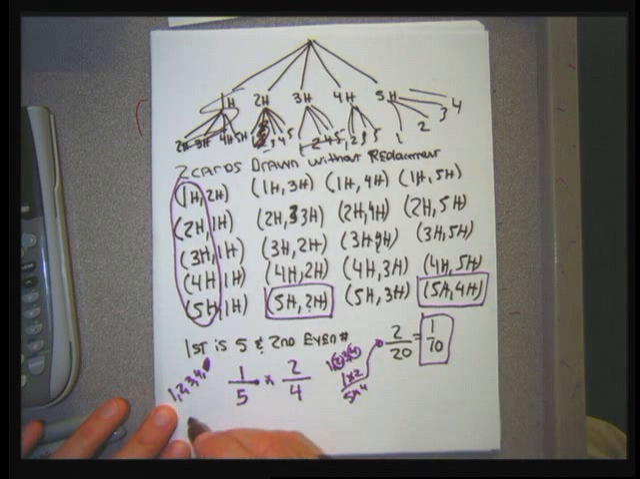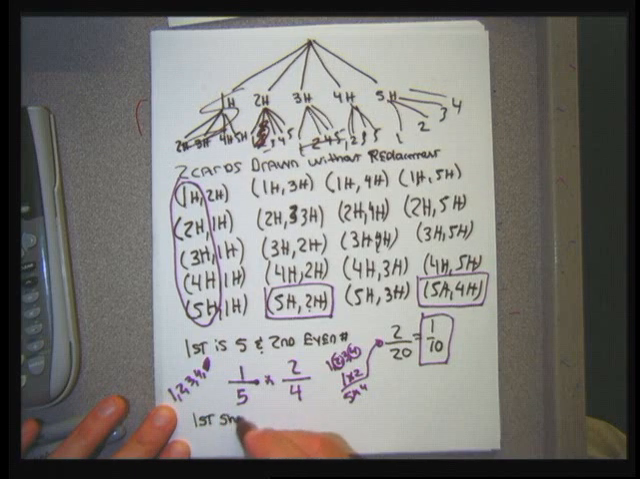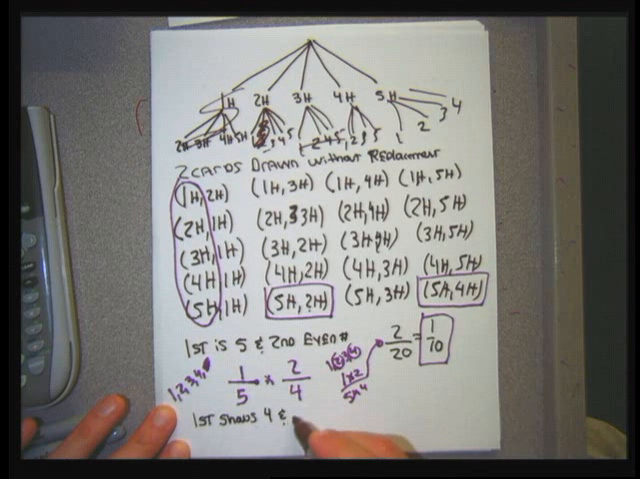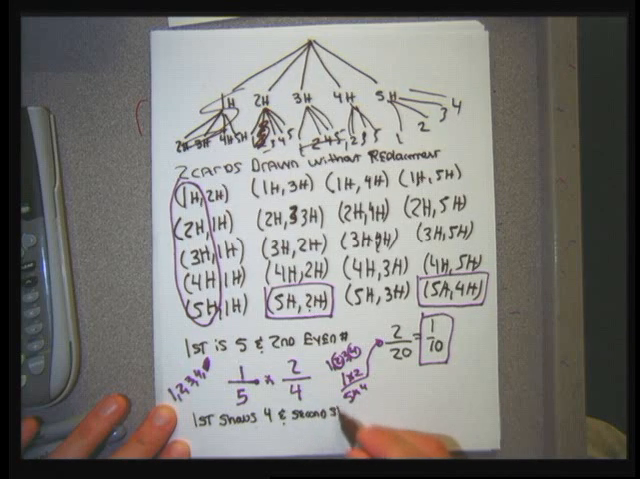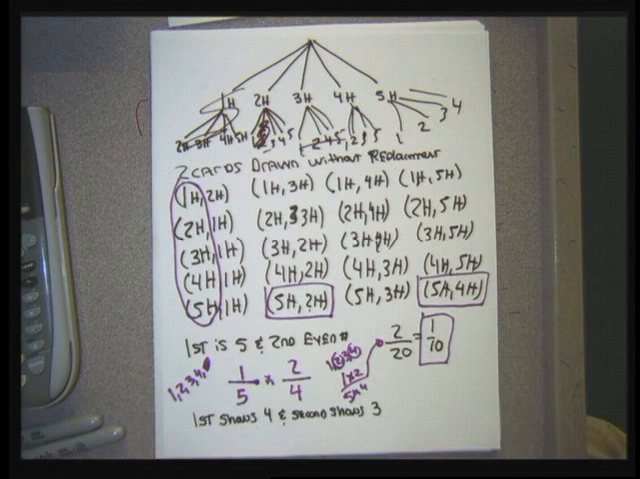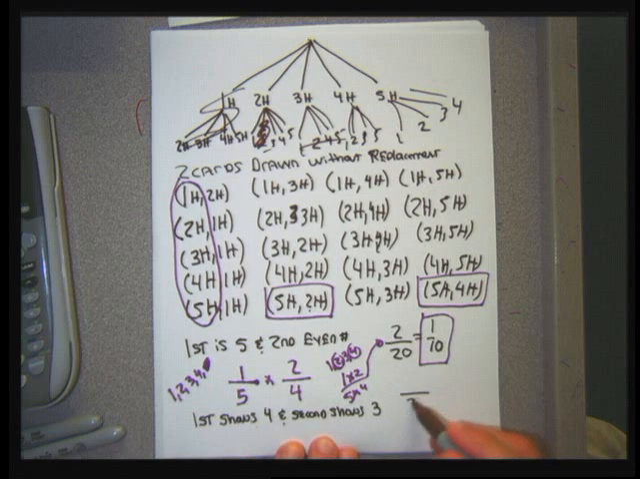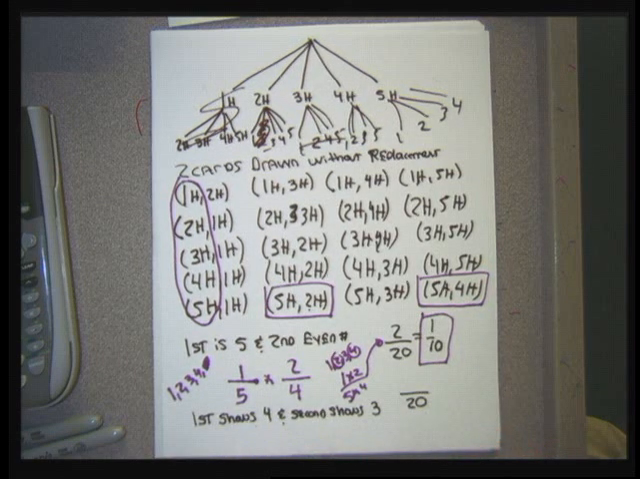How about this? What's the probability that the first shows a 4 and the second shows a 3? So now if I'm doing this formula-wise, or sample space-wise, I look through my entire sample space and I find every one that has a 4 first and a 3 second. The denominator is going to be 20 because there's 20 items in my sample space.